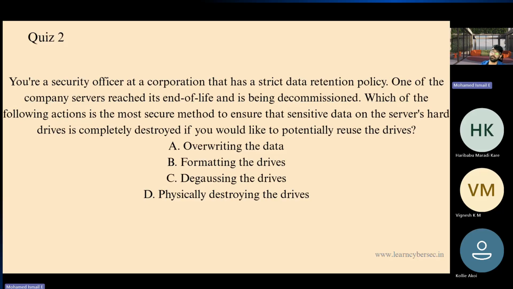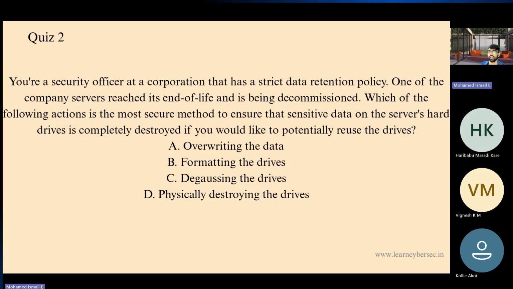Yeah, so the first one is overwriting the data, which means you are clearing the data. Overwriting means you are just deleting and rewriting, deleting, rewriting. Any recovery tool can recover the data. Formatting the drives is also the same. It is just formatting, and using recovery software, you can recreate the data.